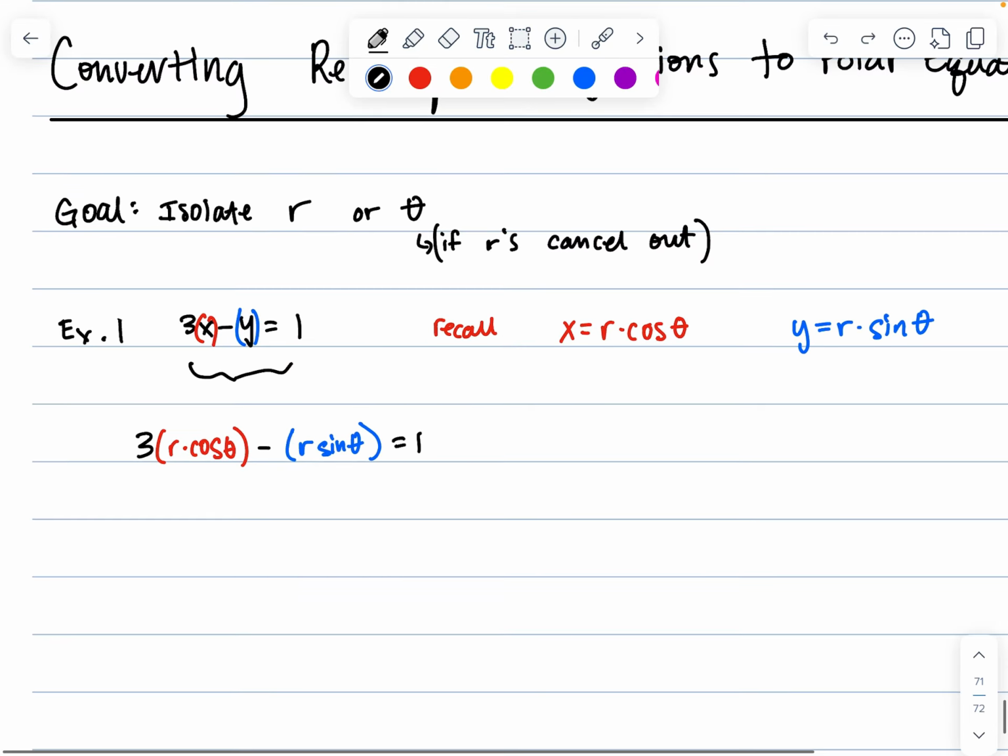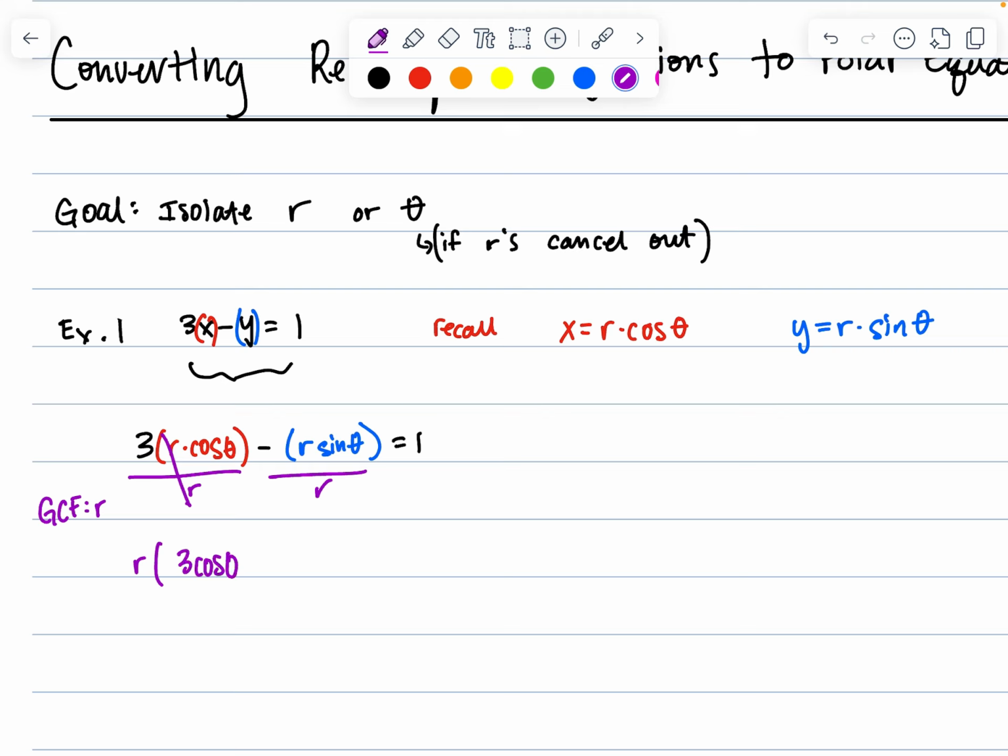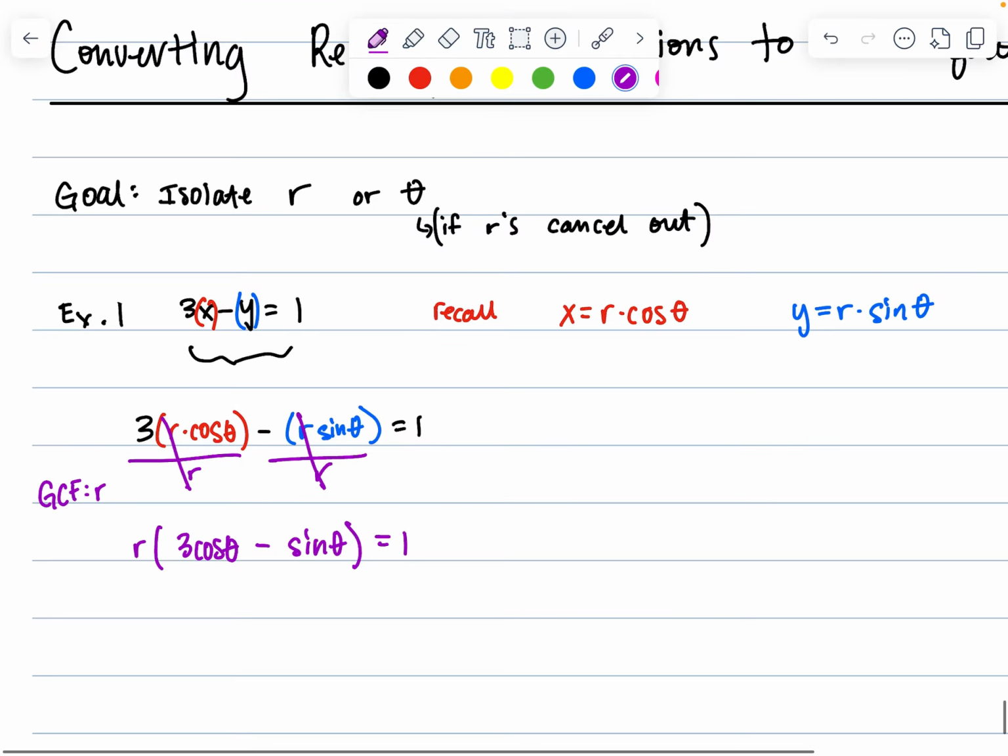And now we want to isolate r. The way we would do that is to look at how many terms we have. Here we have 2, and if you notice, we have r in both terms, which means we can factor it out. Our GCF here is going to be r. So if we divide r from both terms, we end up with 3 cosine theta in the first term, the r's cancel out in the second, and you get minus sine theta is equal to 1.